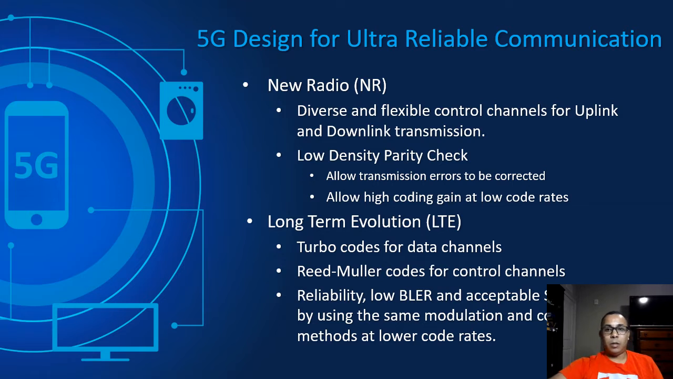On the new radio technology, flexible channels for uplink and downlink transmission have been established, and also low density parity check codes. What this allows is transmission errors to be corrected on the go, and high coding gains at low code rates. On long-term evolution, we use turbo codes for data channels or Reed-Muller codes for control channels.